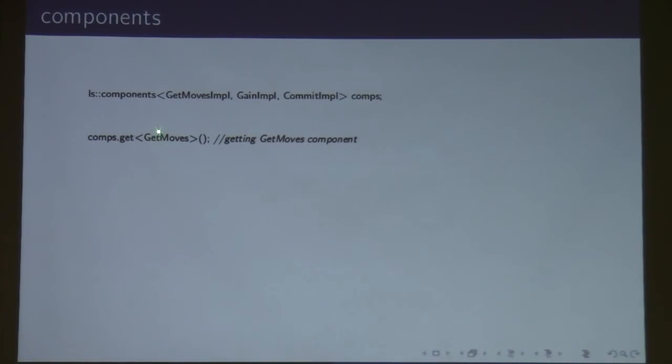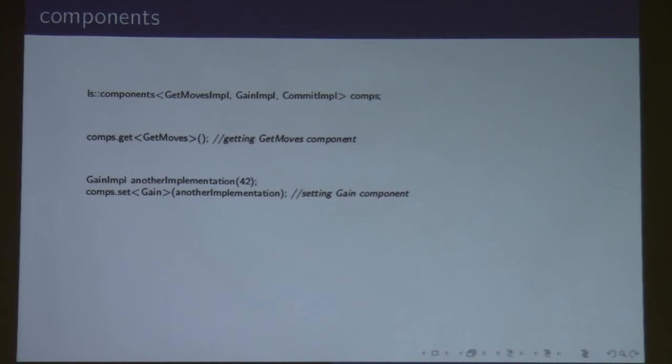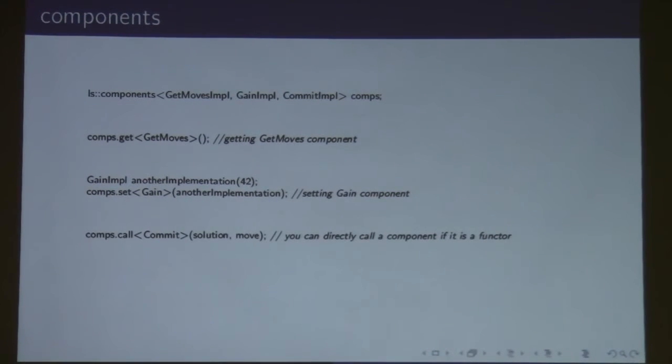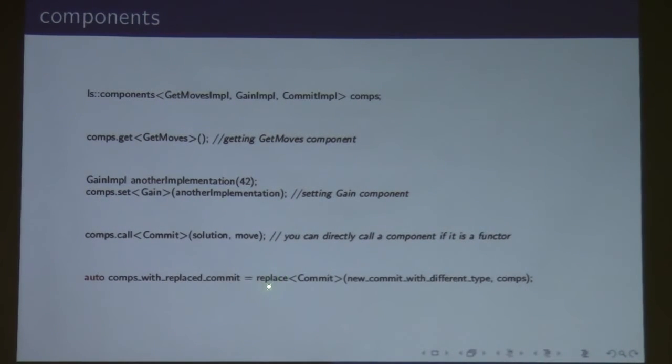This is the way of retrieving components. We just provide the name of the component, and we can retrieve it. We can set another implementation of the component with the member set, providing the name of the component. We can directly call the component, also providing the name and the arguments. And we can replace one of the components with a component of a different type, which gives us a totally new components class. So this is the way we use it.